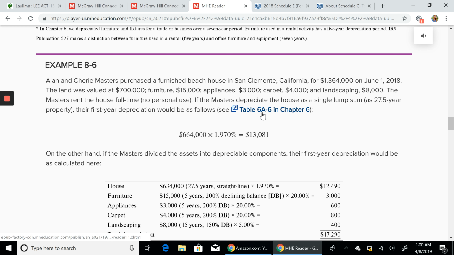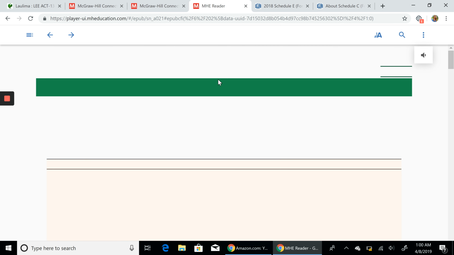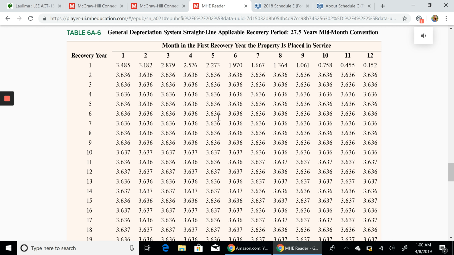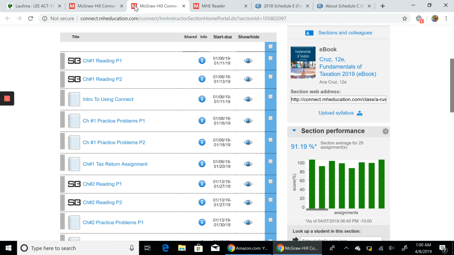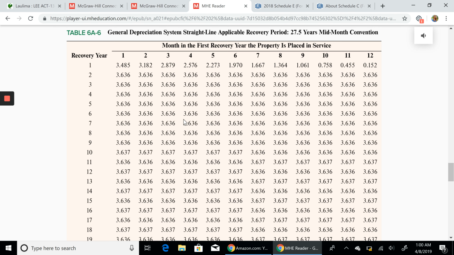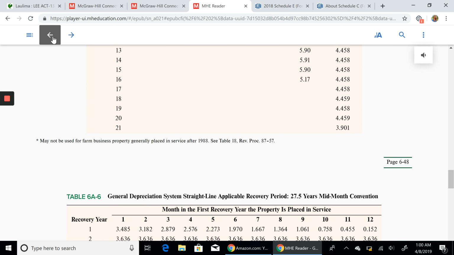If the Masters depreciated the house as a single sum, as 27.5-year property, which is residential property, their first year depreciation would be what? So if they bought the house with all of that stuff included, the way depreciation works is we just use these tables. So general depreciation system, straight line, applicable recovery period, 27.5 years, mid-month convention.